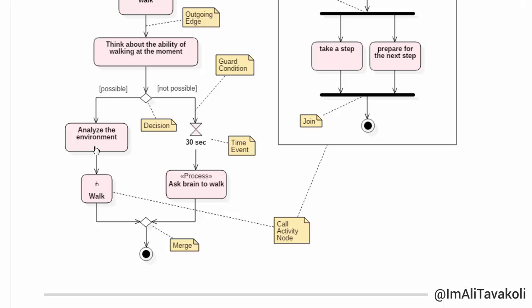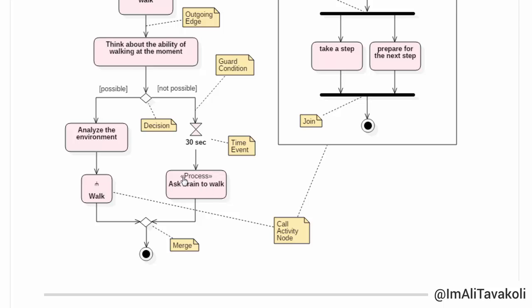All right, so that was all about if the ability of walking at the moment is possible. If it's not possible, then to do these. What we're going to do is wait for 30 seconds. This is a time event action. We will show the time event action like this. After 30 seconds, then do this process.